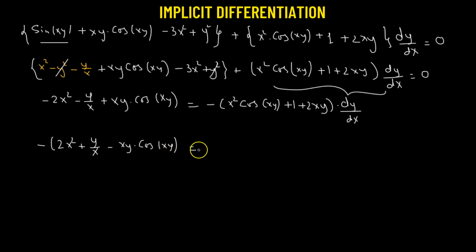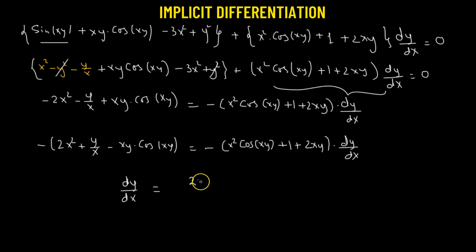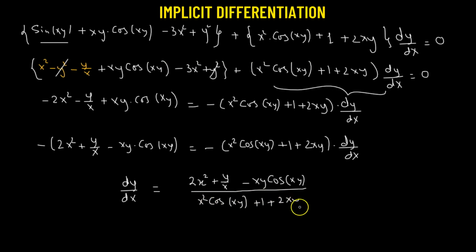equals negative of x squared times cosine of xy plus 1 plus 2xy multiplied to derivative of y with respect to x. Now we finally get derivative of y with respect to x. This will be equal to 2x squared plus y divided by x minus xy times cosine of xy, whole thing divided by x squared times cosine of xy plus 1 plus 2xy. So this is the value of derivative of y with respect to x.